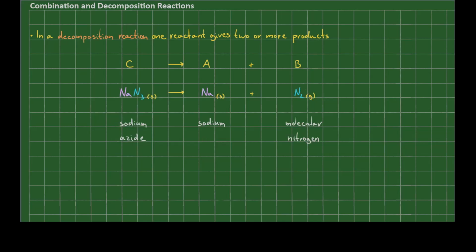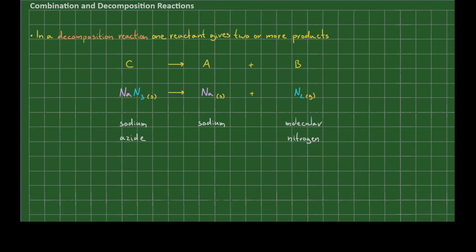Here we have sodium azide that will give sodium and molecular nitrogen. Sodium azide is a compound that is used in airbags. When ignited, sodium azide reacts explosively to release nitrogen gas, and it is the nitrogen gas that inflates the airbag. Is this reaction balanced? No. The sodiums are fine, one on each side, but the nitrogens are not. We have 3 nitrogens on the left and 2 nitrogen atoms on the right.